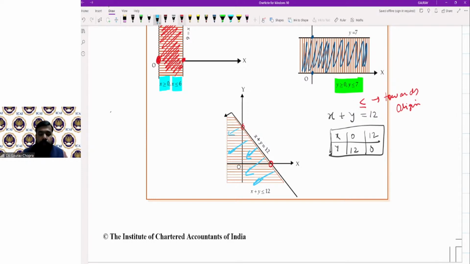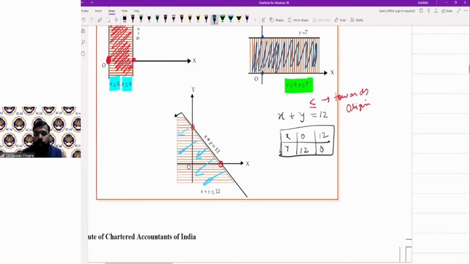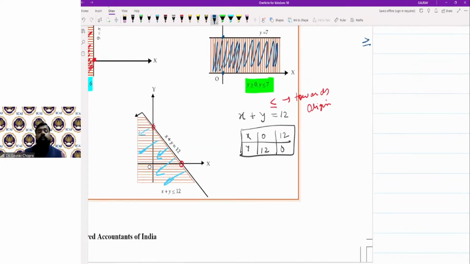लेकिन अगर वो क्वेश्चन में बोलता if it was more than, का मतलब उस लाइन से ज्यादा, उससे बाहर की तरफ, so we have to go away from origin. So arrow बनाने का सिंपल तरीका है, लेफ्ट हैंड साइड या राइट हैंड साइड, टुवर्ड्स ओरिजिन और अवे फ्रॉम ओरिजिन.